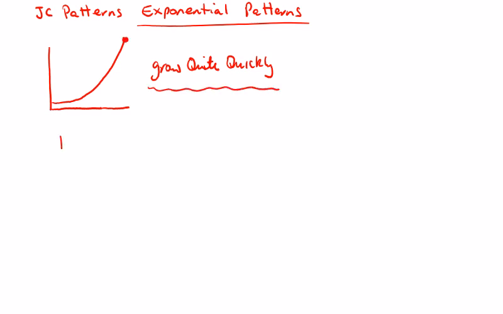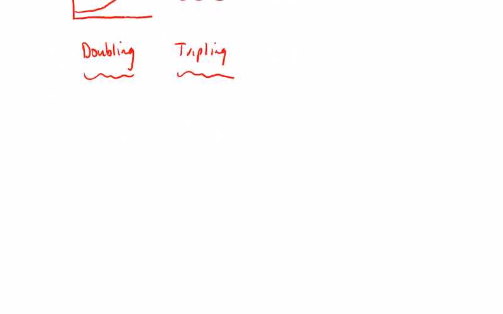Now at junior cert, we just have two types of exponential patterns: doubling and tripling. And we're going to look at graphing both of these here now. So you just really have to identify them at junior cert and be able to graph them. So a doubling pattern is something that grows quite quickly.